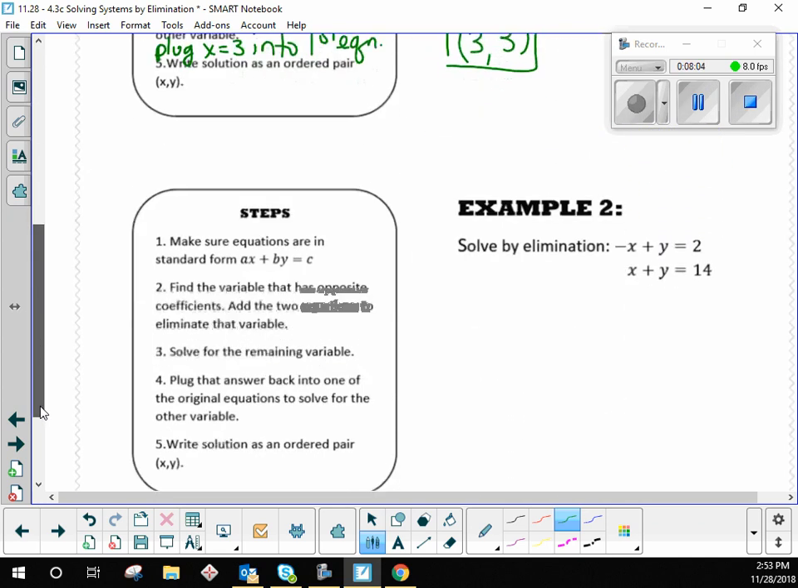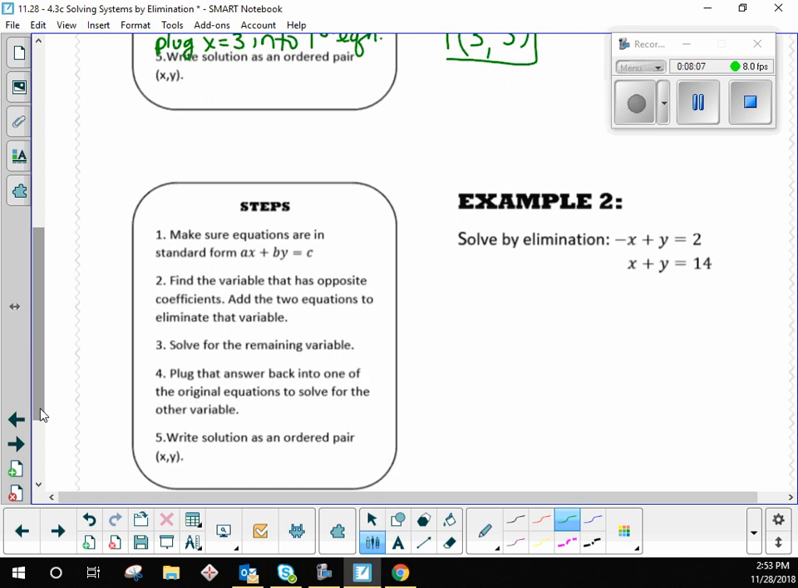Just as a quick setup, which variable, x or y, has the opposite coefficients? x, right? Because the top one is a negative 1 and the bottom is a positive 1. So start there. All right, so the x's have the opposite signs. So we add those two equations. That drops out. What's y plus y? 2y. And then 2 plus 14, 16. Divide by 2, y equals 8.